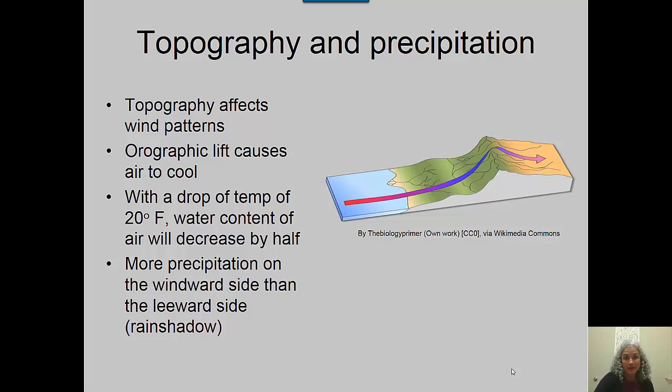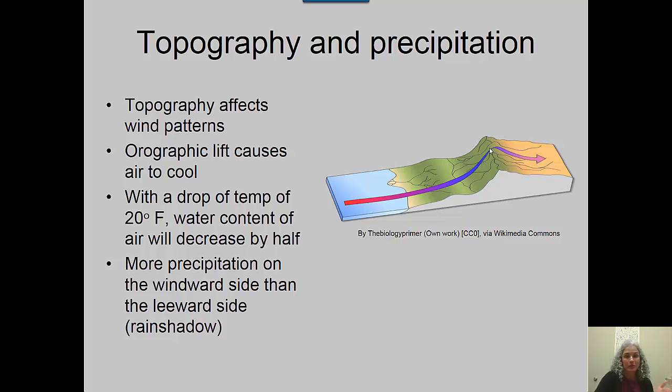Topography affects the wind patterns. So in this diagram, we see air coming off of the ocean, so it's going to be relatively warm if it's coming off the ocean in the winter, because the ocean's going to be warmer than the land. So we see that air mass traveling over the ocean and then cooling down as it reaches the land. It's going to cool down even further if it travels up in elevation because of a mountain range.